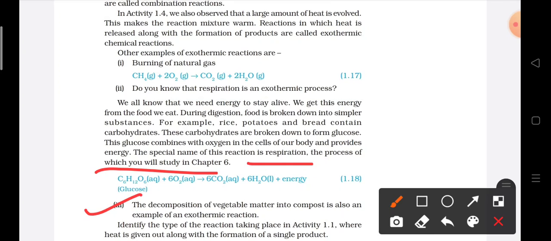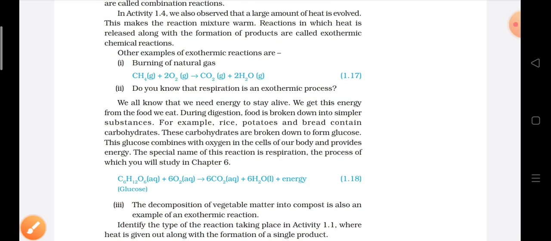So the decomposition of vegetable matter into compost. Compost means manure, is also an example of exothermic reaction. Means whenever vegetable peel or any other food stuff from the kitchen converts into compost, there is a release of heat, so that is also an exothermic reaction.